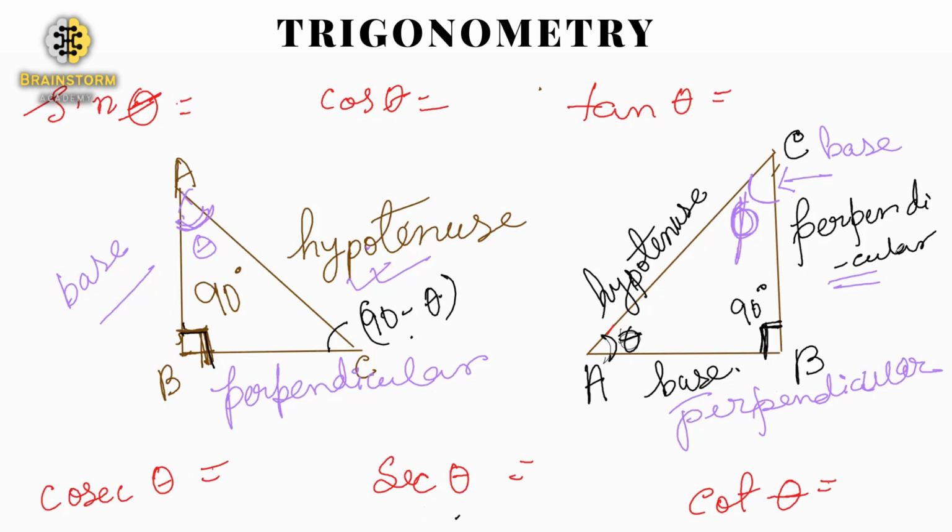Now let's come to the part of how to find sine theta. To find sine theta, always remember the formula of sine theta is perpendicular by hypotenuse. What is it? Perpendicular by hypotenuse. And cos theta is base by hypotenuse. I'm just writing P. Let me write it fully.